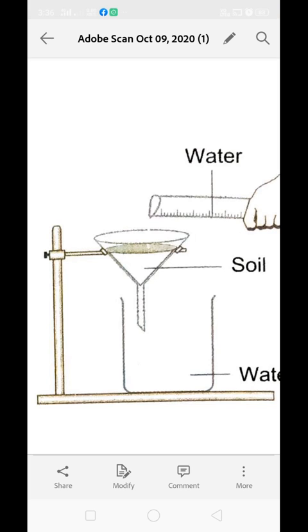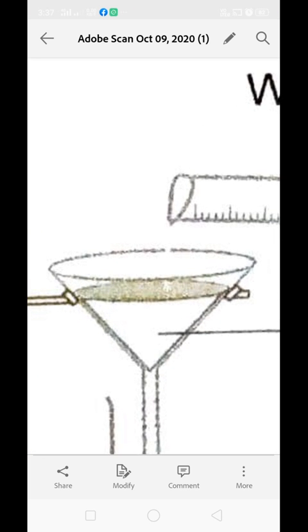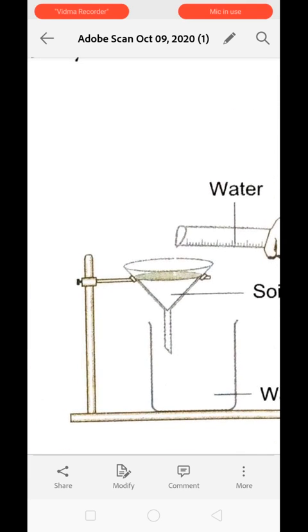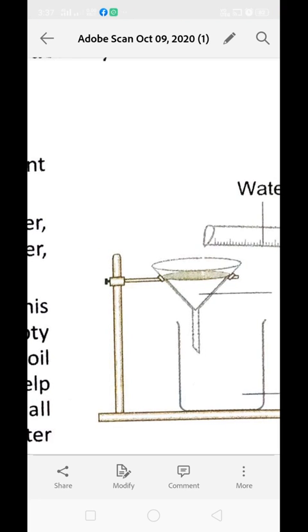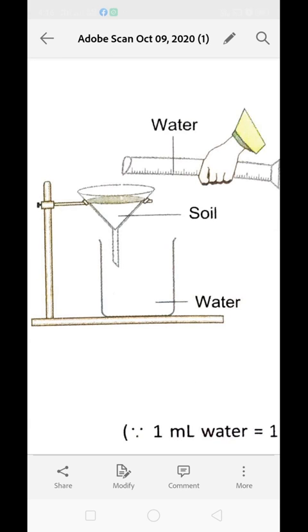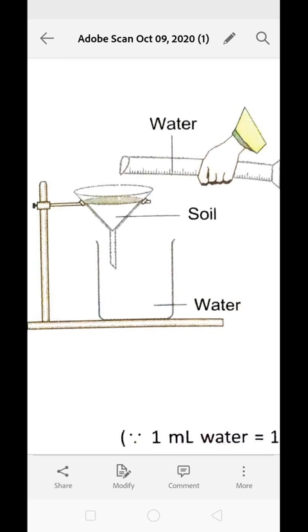How are we going to perform this activity? We need to take filter paper and make a cone out of it. Then we will place the cone into the funnel as shown over here. Now we will fix the funnel in the stand and place an empty beaker below the funnel. We will measure 100 milliliters of water with the help of a measuring cylinder. This is called a measuring cylinder.